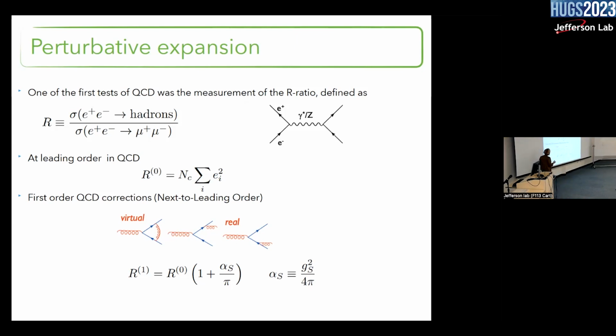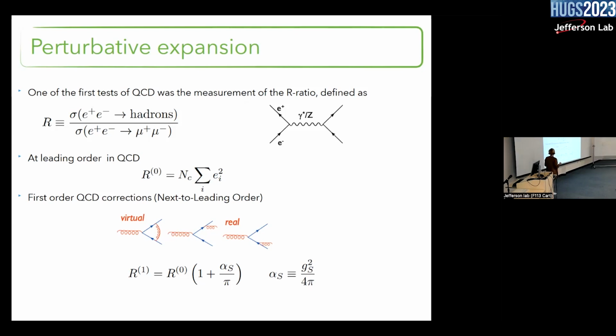Very good. So if you just consider the leading order, the tree-level diagram, the ratio is very simple, because the ratio is just given by the number of colors, the 3 colors you have in QCD, and then the sum over i of the charges of the quarks that you can produce in the final state, because from the point of view of the interaction, the only difference here is the QED interaction between the photon and the quarks.